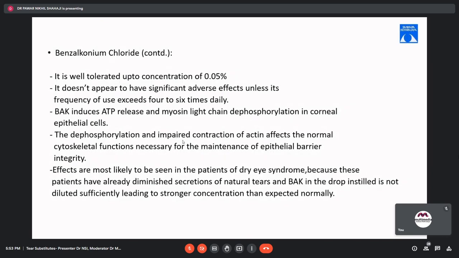So the dephosphorylation and impaired contraction of the actin affects the normal cytoskeletal functions necessary for the maintenance of epithelial barrier integrity. What are the drugs which have benzalkonium chloride, usual other than lubricants? Anti-glaucoma medications. So typically anti-glaucoma. What are the advantages of benzalkonium chloride? He's saying the toxicity. What is the advantage of it?